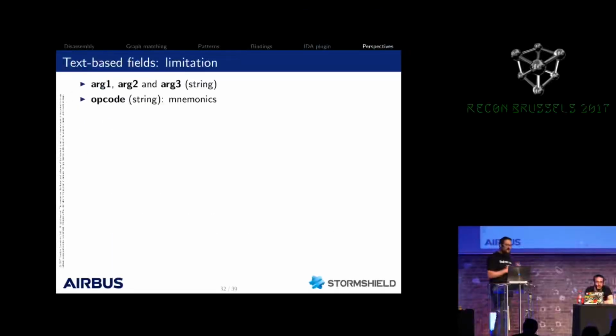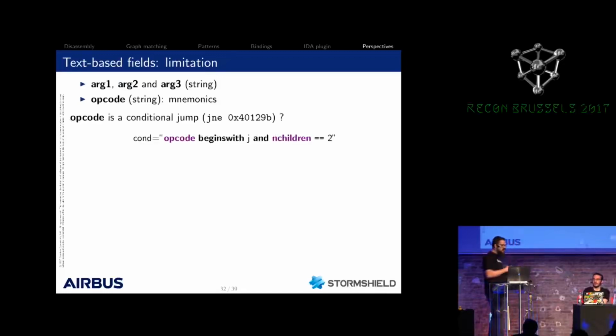So, the perspective: some limitations of our tools. All the arguments, instruction, opcode, and so on are in our strings. So sometimes we have to do some dirty hack to get, for example, here the conditional jump. We want to match an instruction string that begins with J, and we want the node to have two children, because in the graph, the instructions with children are calls and conditional jumps. We are lucky: calls begin with C.